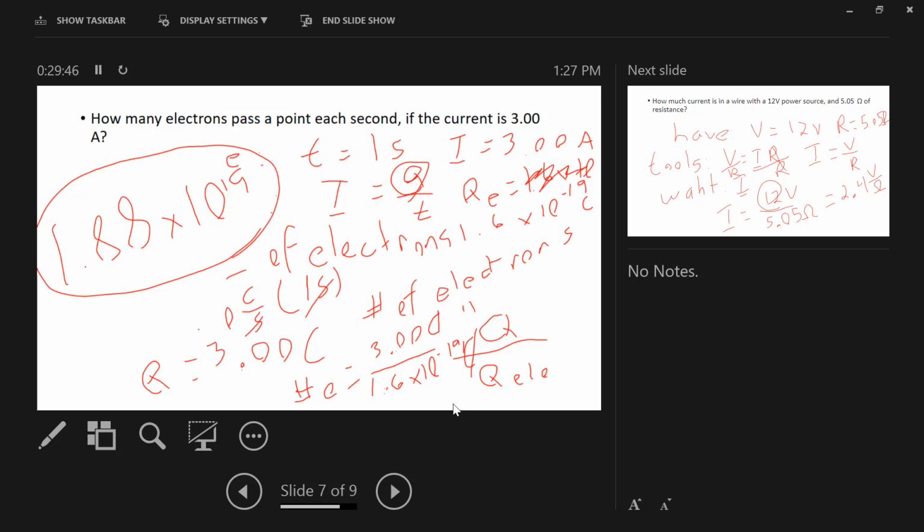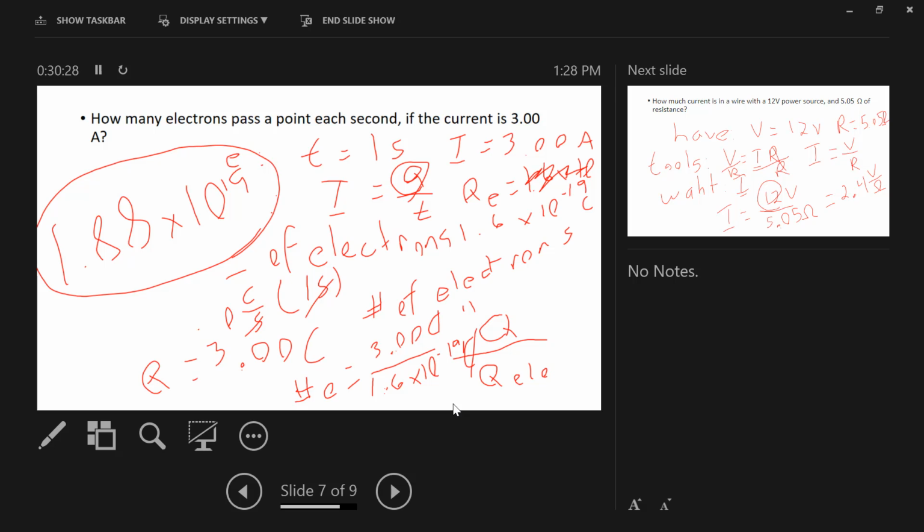Do you agree? That's something we were given, times our amount of time of 1 second. 3.00 times 1 is 3.00. What's 5,000 times 1? 5,000. What's 10,000 times 1? It's 10,000. What's 10,000 to the first power? 10,000. What's 10,000 to the 0th power? 1. So our Q, the amount of charge that passes a point every second, is 3.00 coulombs.